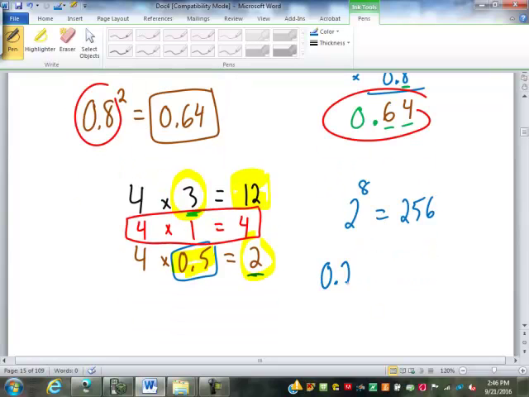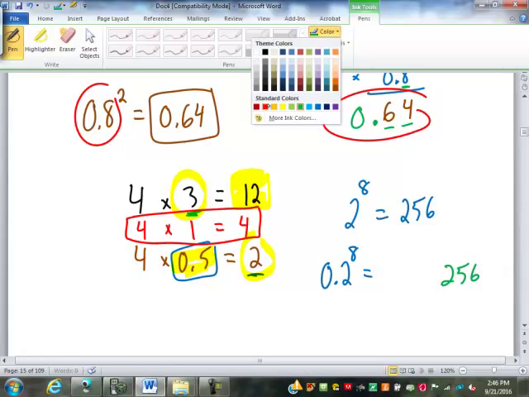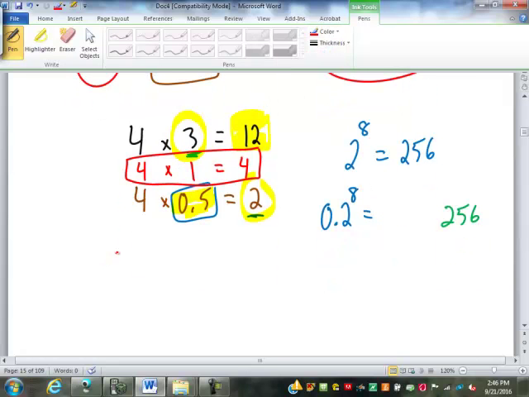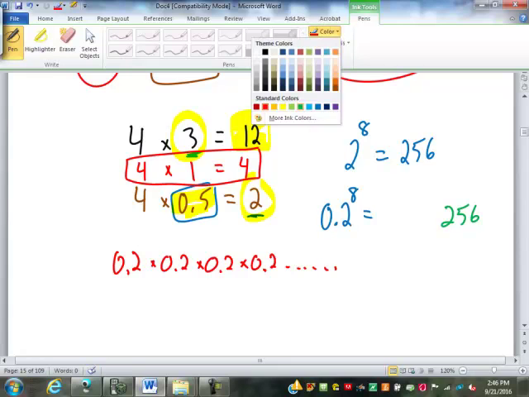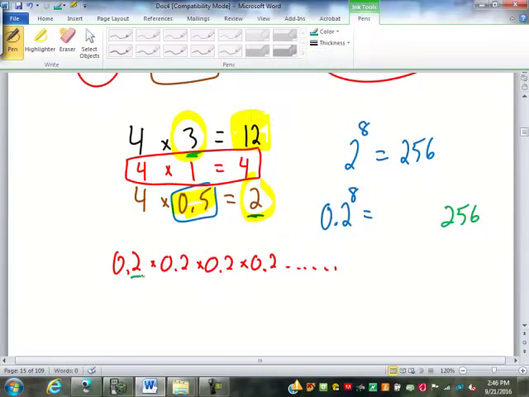Without punching into your calculator, let's look at this. 0.2 to the power of 8. Well, we know 2 to the power of 8 is 256. So we know that 256 plays into this somehow. The question is, how many decimal places? Well, this is 0.2 times 0.2 times 0.2 times 0.2. I'm not going to write them all out. But each 0.2 has how many decimal places in it? 1. And how many times are we going to have it here? 8 times. 1 times 8 makes 8 decimal places.